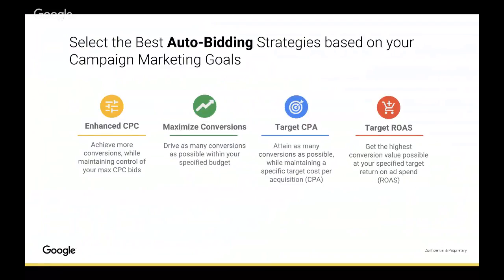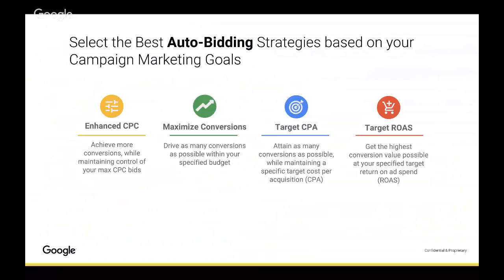So we have four different types of auto bidding solution. One is enhanced CPC. This is typically the starting bidding solution that we recommend. If you are still using manual CPC, we definitely recommend you change to enhanced CPC as soon as possible, because enhanced CPC gives you the same result as manual CPC, but you'll be able to maintain control of your maximum CPC bids.